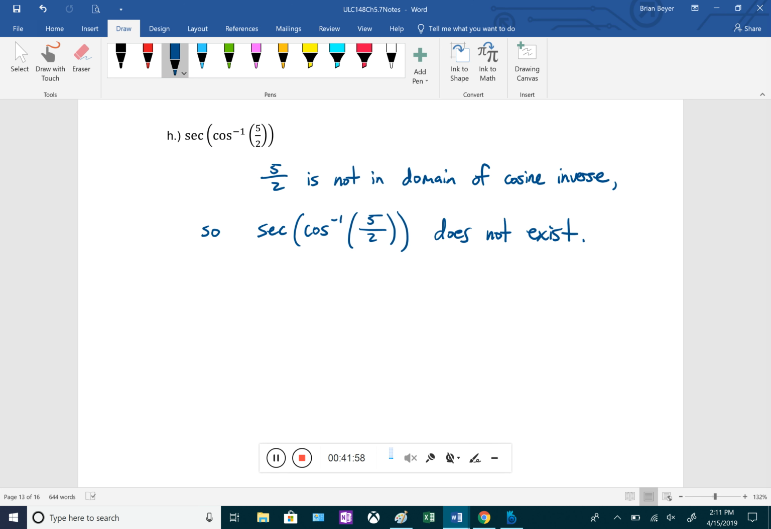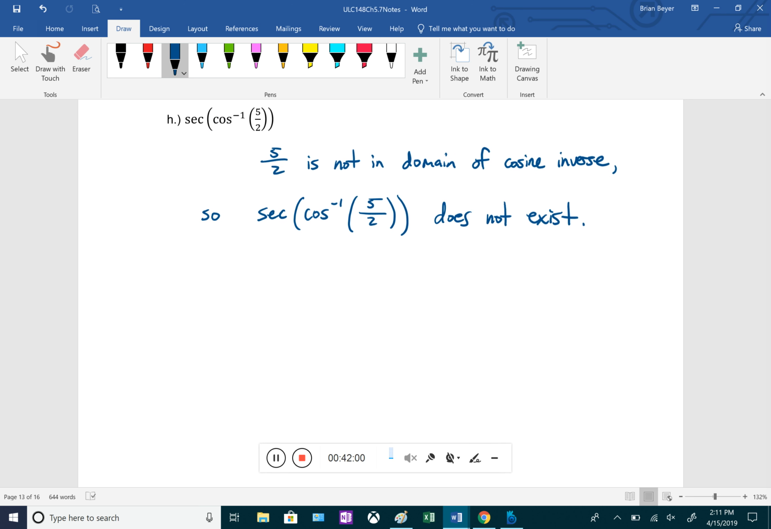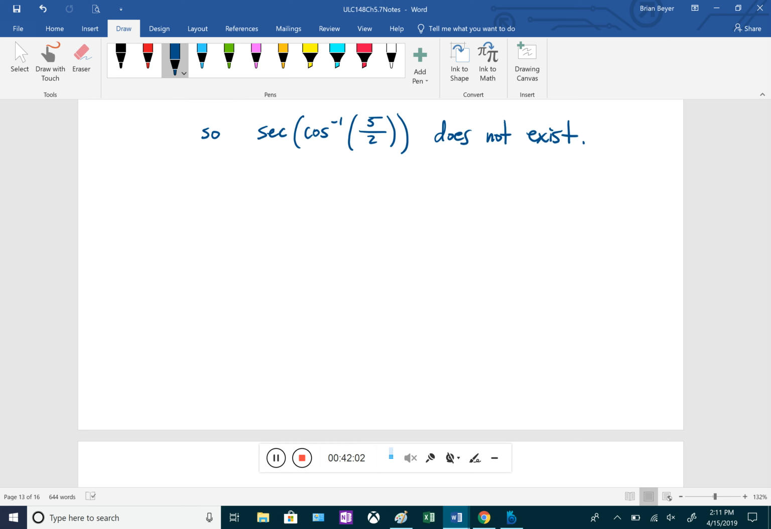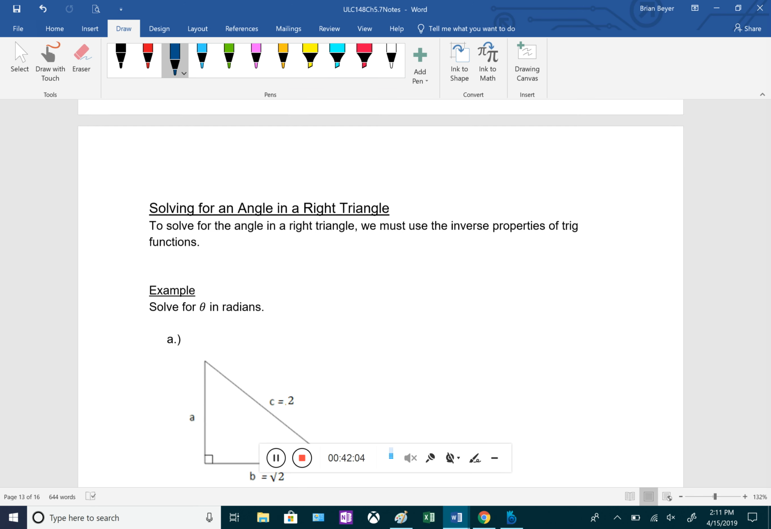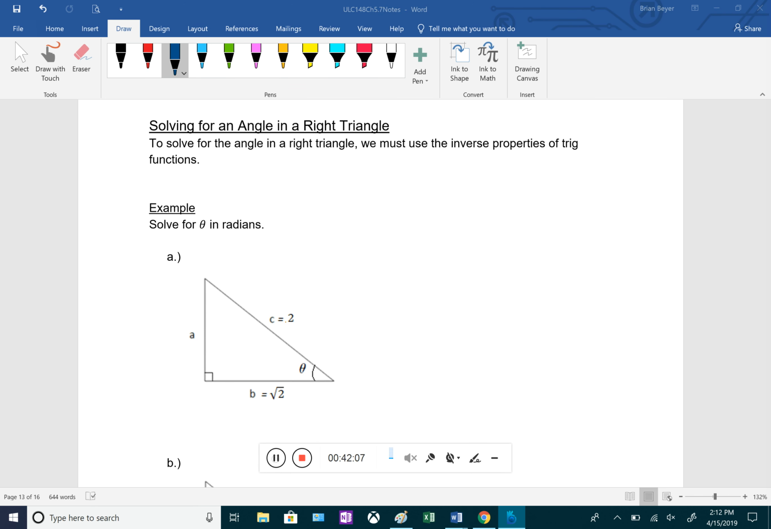Okay, so that one was pretty easy. Didn't have to do any work for it. It just had to say that it did not exist. So we'll do about 2 or 3 more pages of just some short questions here and then be done. Now we're going to be given a right triangle and we're going to solve for the angle given the sides using these inverse properties.